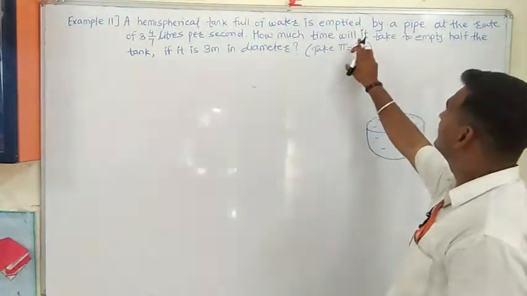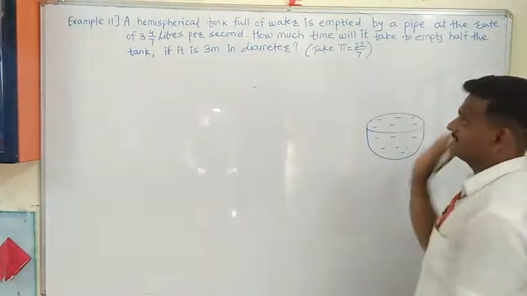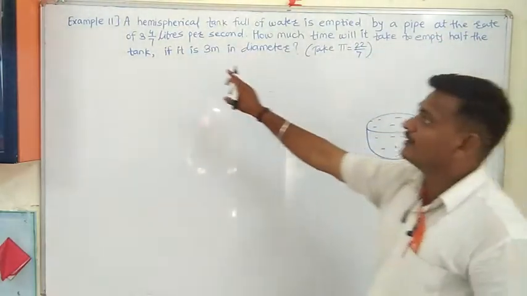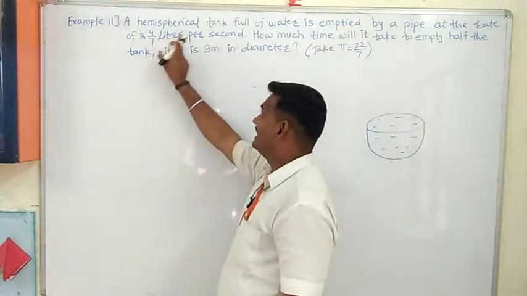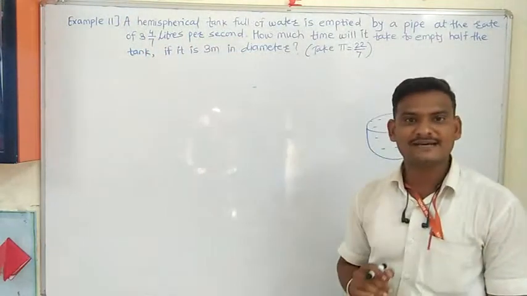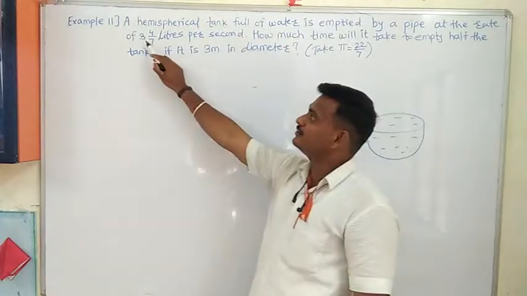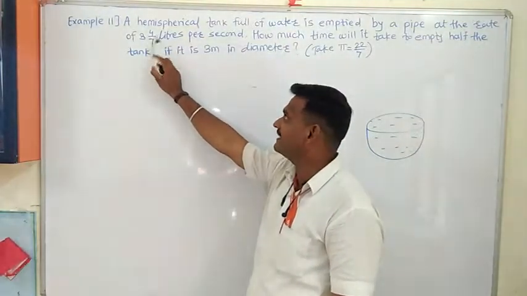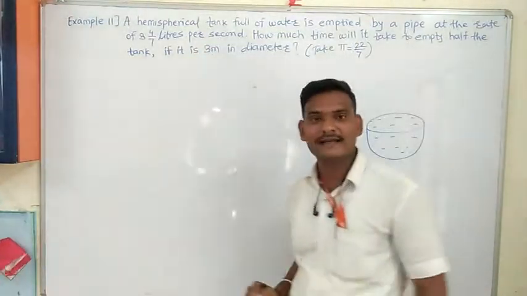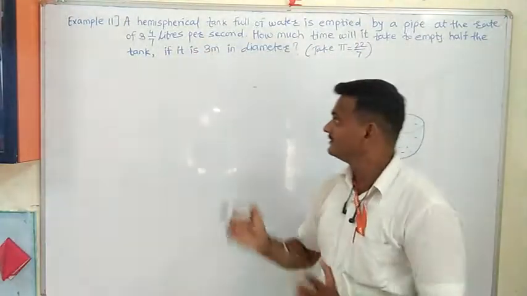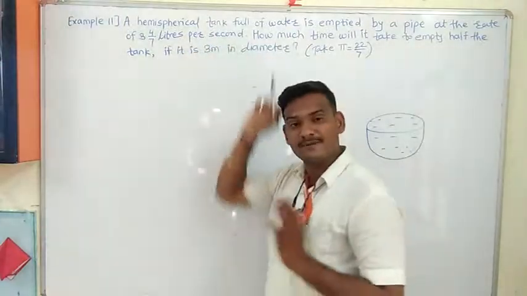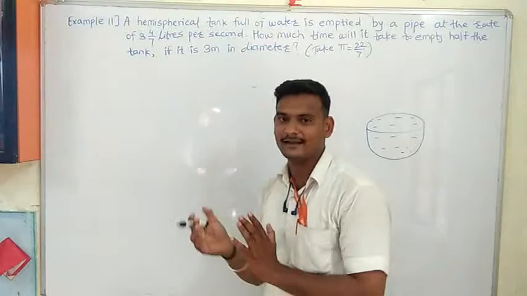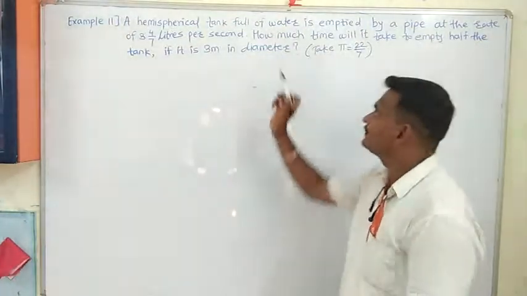This hemispherical tank full of water is emptied by a pipe at the rate of 3 and 4 by 7 liters per second. 3 and 4 by 7 means how much? 7 into 3 is 21, 21 plus 4 is 25, so 25 divided by 7 liters per second. How much water is emptied in one second? That is 25 by 7 liters per second. In each second, 25 by 7 liters of water is emptied by the pipe.